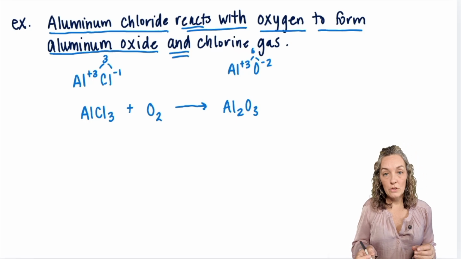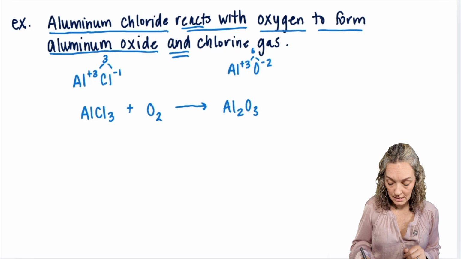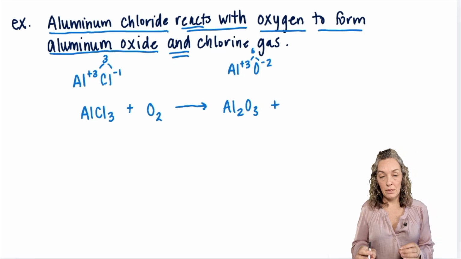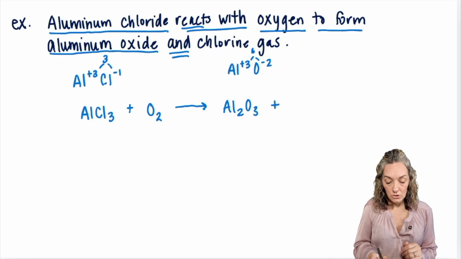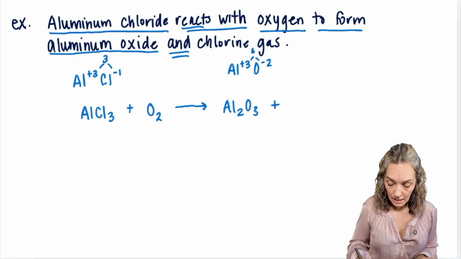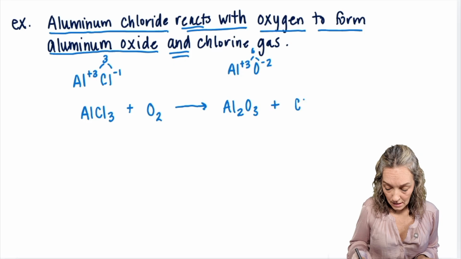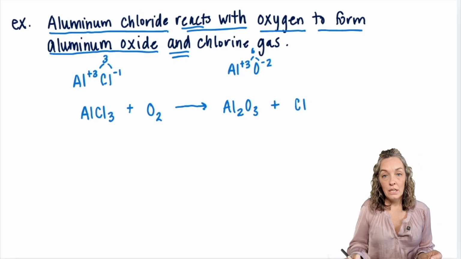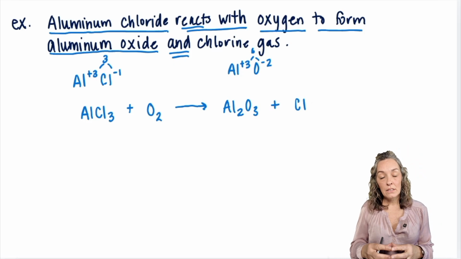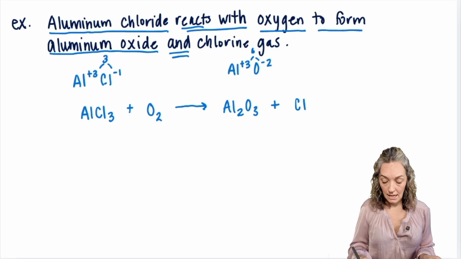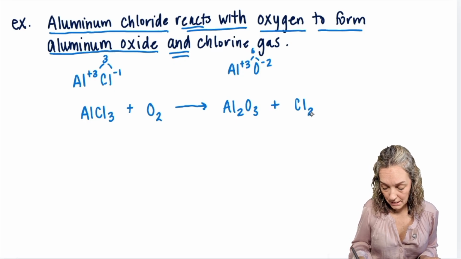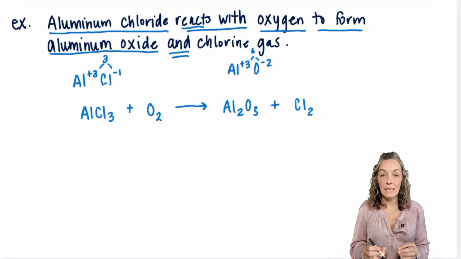I see an and here, which indicates that I have a second product. I'm going to show that with a plus sign. I need to separate 2 or more reactants or 2 or more products with a plus sign. Then I'm making chlorine gas. The only element present here is chlorine. So when you have an element standing alone, you need to check to see if it's on the diatomic list. Chlorine is diatomic, so I know that it will exist as Cl2.